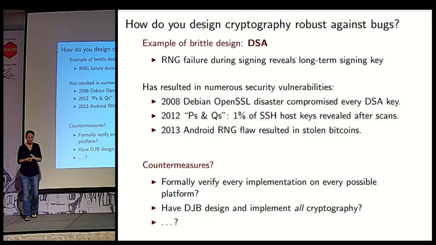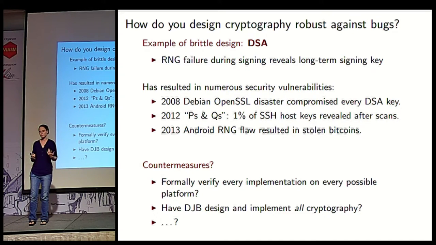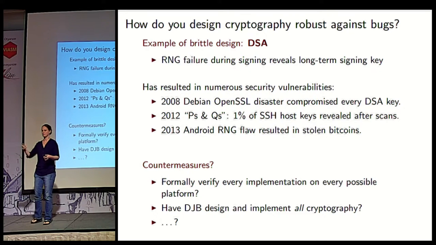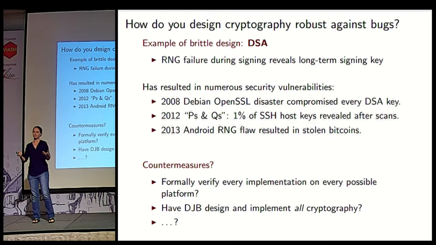On a more practical note, we do have these problems that a lot of the crypto that we're using is extremely brittle to implementation flaws. An example of a brittle design is DSA. Every signature is randomized. You have your long-term private key, and then you have a random ephemeral key that's generated per signature, both for finite field DSA and elliptic curve DSA.